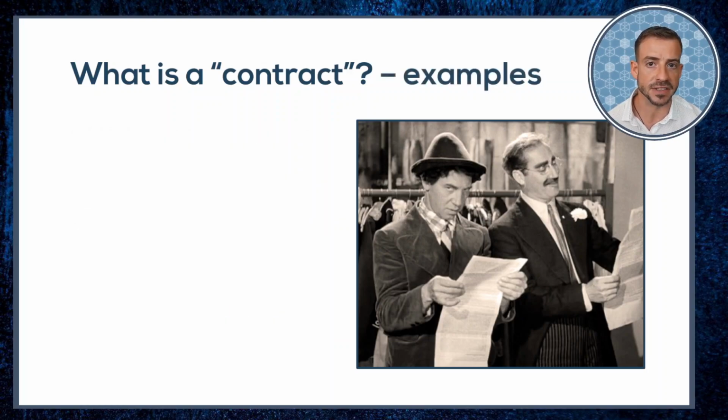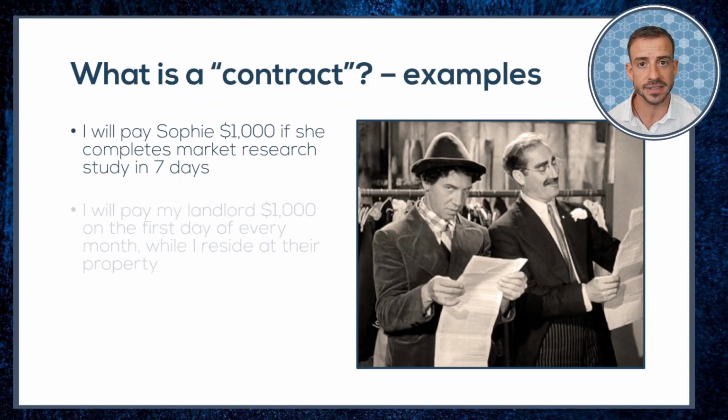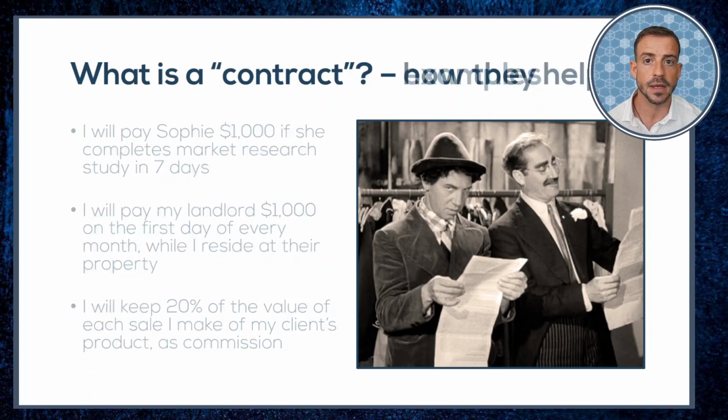So here are some simple examples. I will pay Sophie $1,000 if she completes this market research study in 7 days. I will pay my landlord $1,000 on the first day of every month while I reside at their property. I will keep 20% of the value of every sale I make for my client's product as commission.